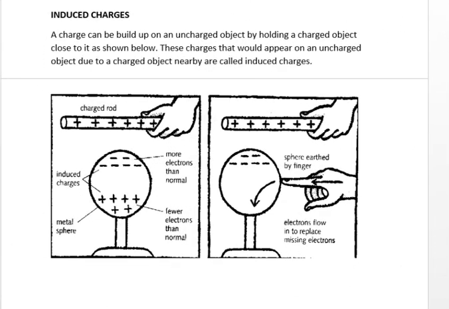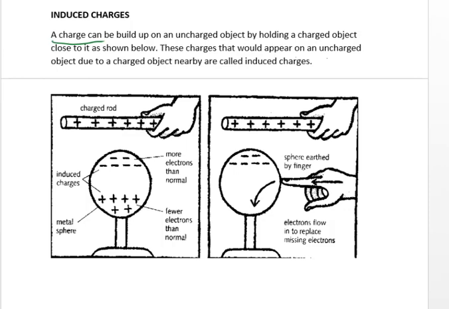Now let's look at induced charges. We are saying a charge can build up on an uncharged object by holding a charged object close to it, as shown below. These charges that would appear on an uncharged object, with a charged object nearby, are called induced charges.